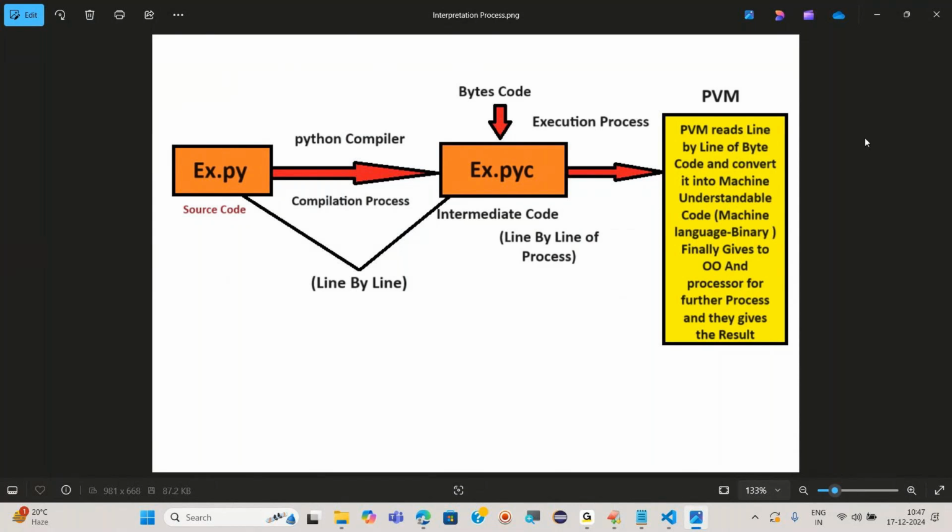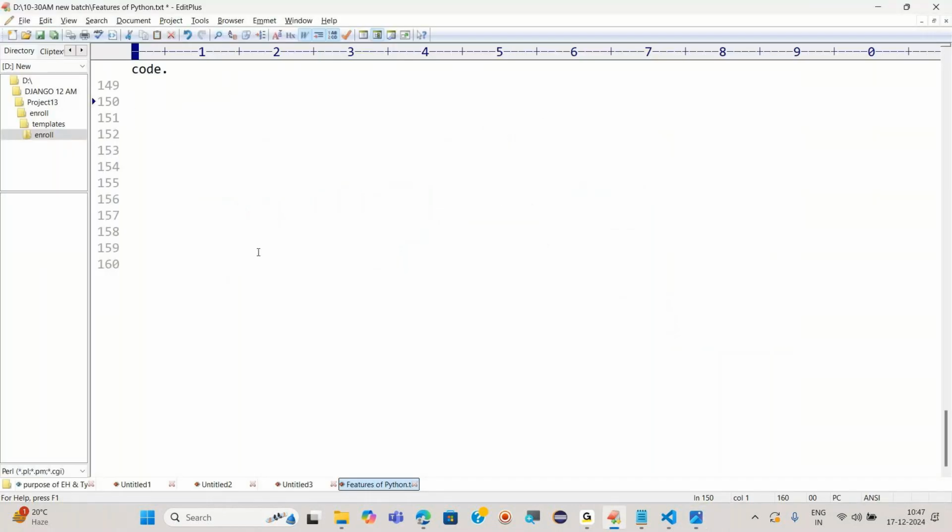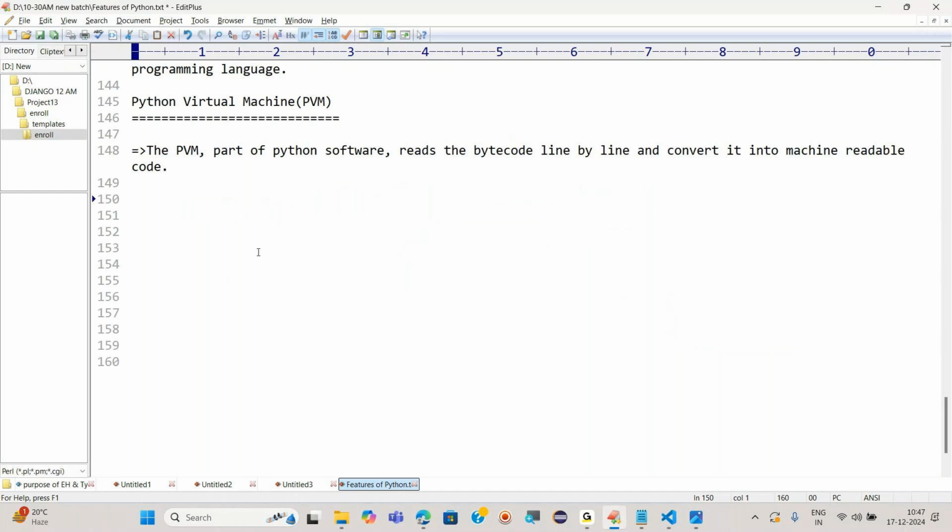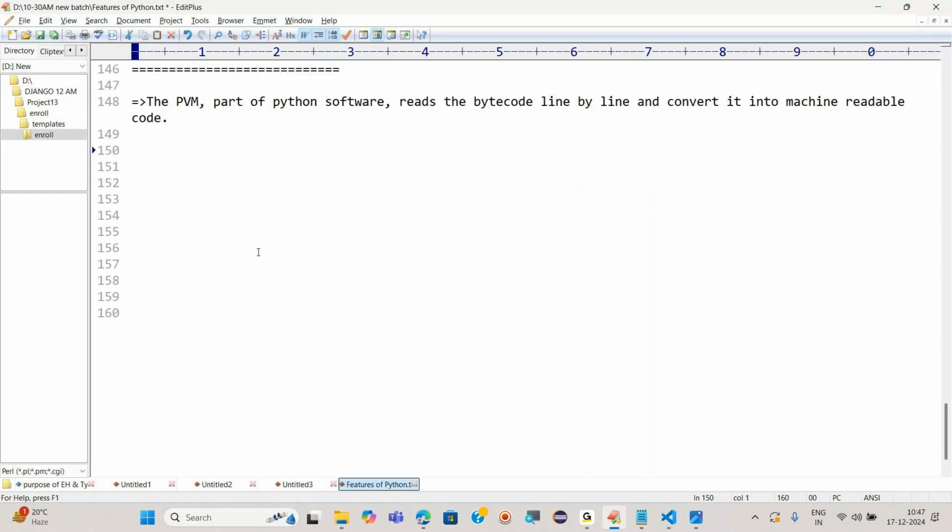Understood? Is it clear or not? Pakka? One more time. Wait. I'll explain you in detail.